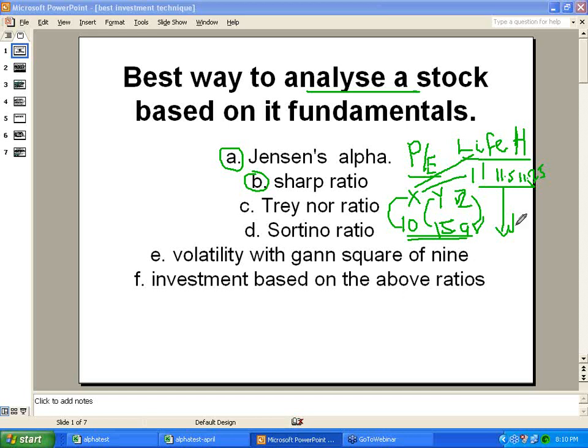However, in today's event, I am going to take 5 different ratios: Jensen's alpha, Sharpe ratio, Treynor ratio, Sortino ratio, and alpha. Also, I will be giving you some clue how to make use of volatility with Gann Square of 9 to make some investment decision.